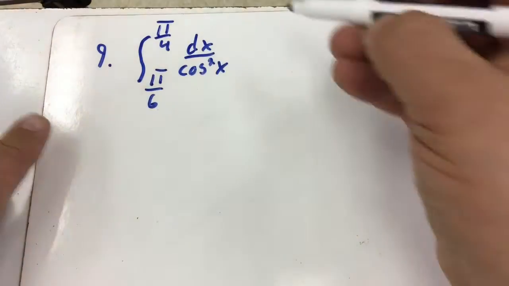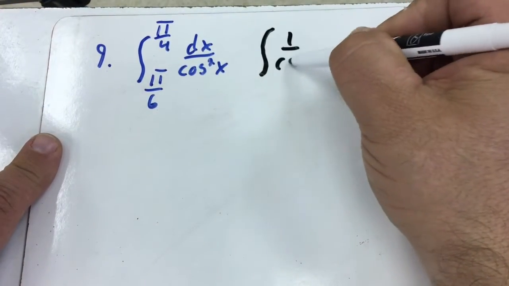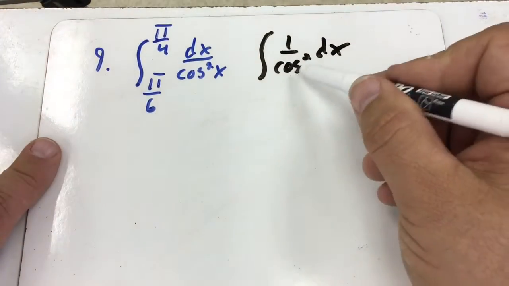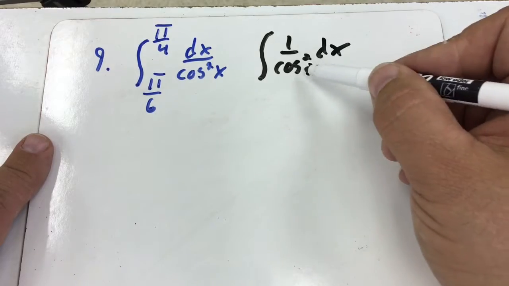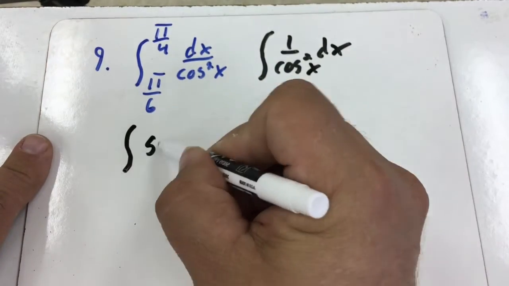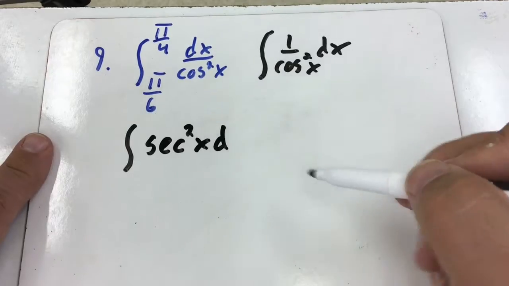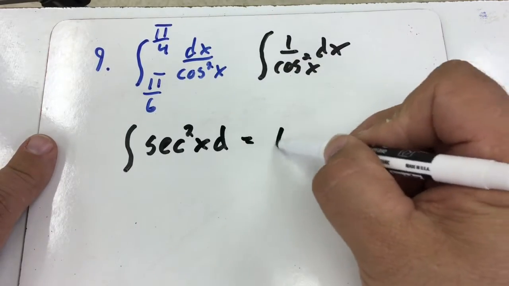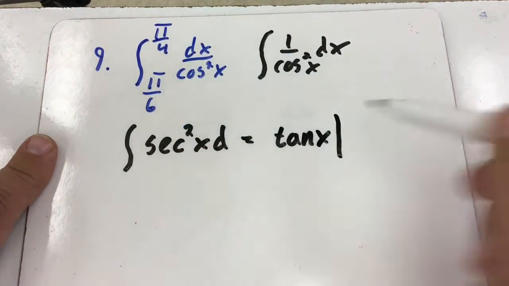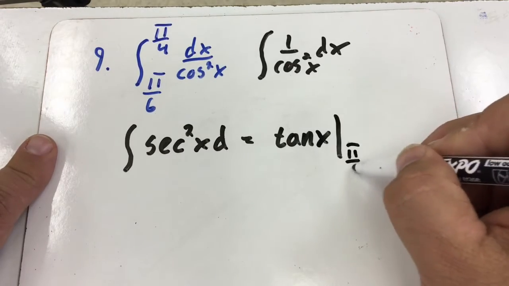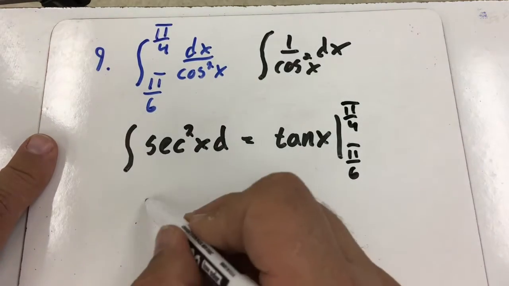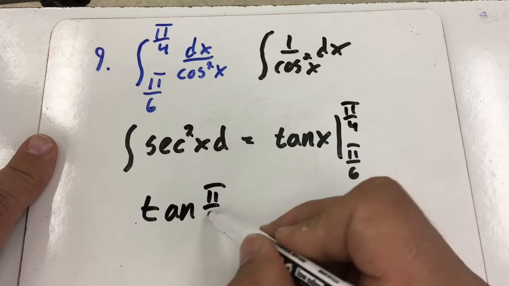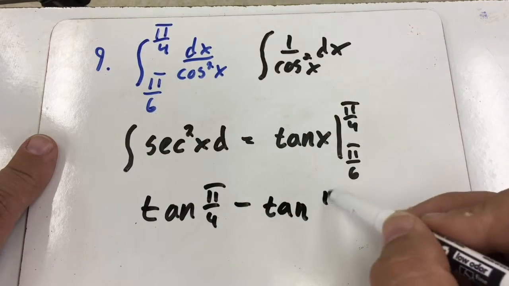For number 9, what I'd like to do is visualize this as an integral of 1 over cosine squared dx. Now, I'm not good at taking the antiderivative of 1 over cosine squared, but I know that by trig identity, this is going to give me secant squared x dx. Now, the antiderivative of that is just going to equal tan x. I'm going to continue with my limits of integration from pi over 6 to pi over 4. That's going to give me tan of pi over 4 minus tan of pi over 6.